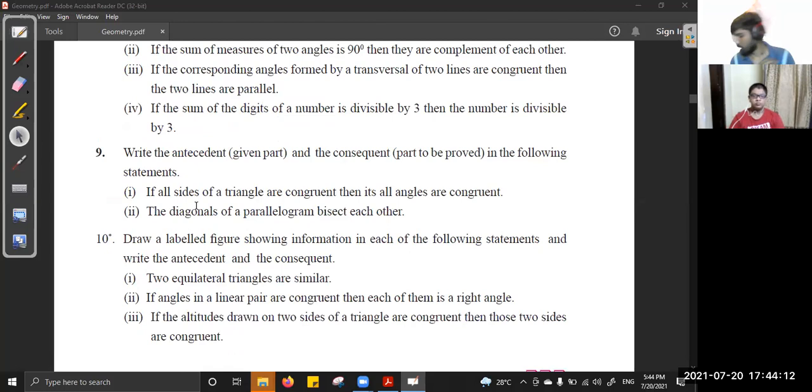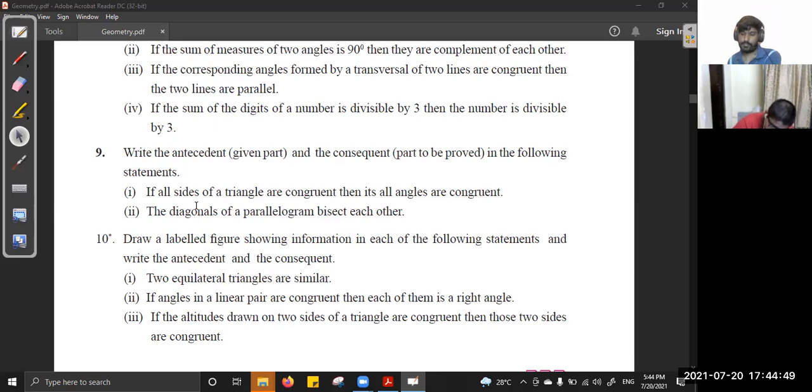Okay, in the 9th one, you just have to write the antecedent and consequent. So can you tell me for the first one? The antecedent is all sides of a triangle are congruent. When you're writing the antecedent, don't write if. And the consequent is all angles are congruent. Correct. Next.